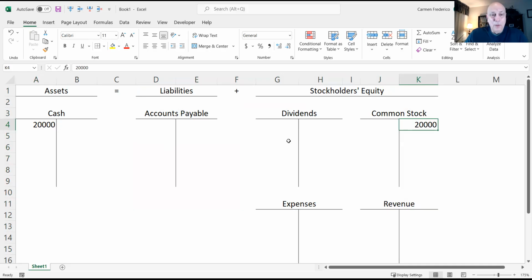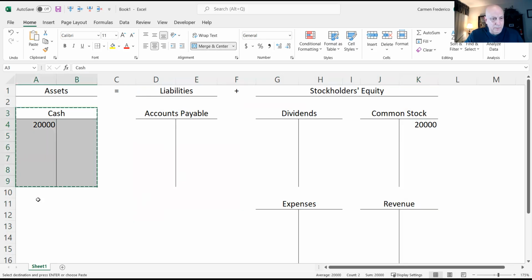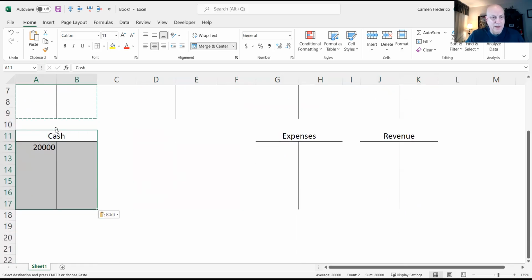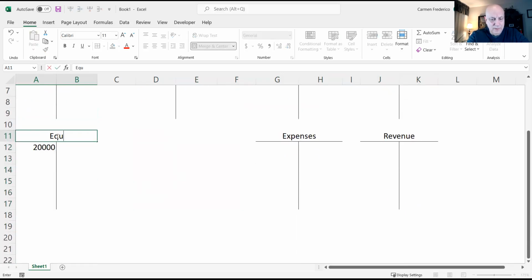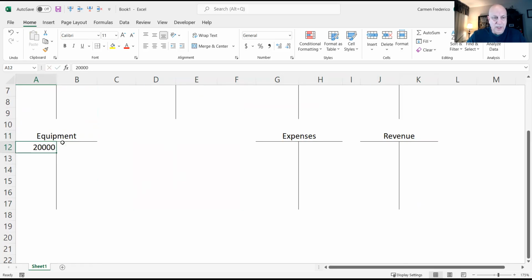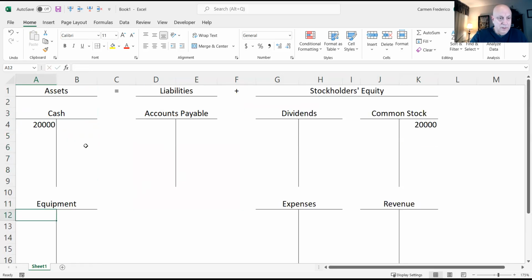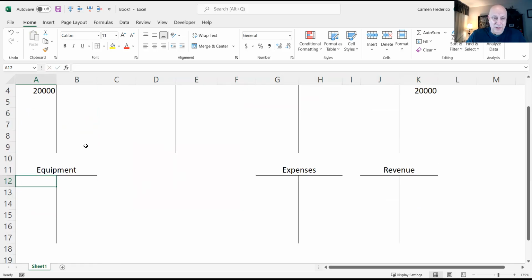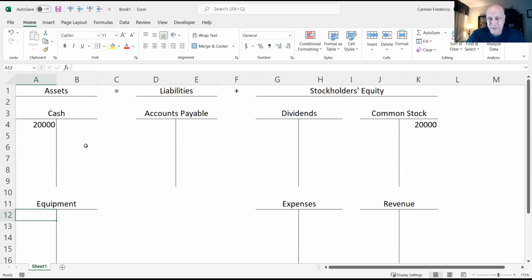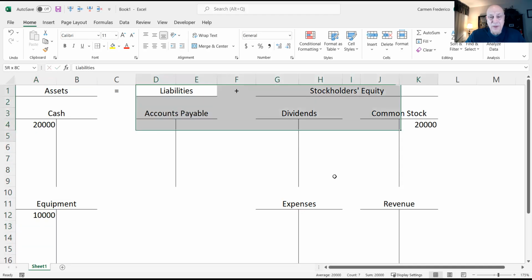So let's say now we bought some equipment. I'm going to copy this T account, make another one down here and call this equipment. And we bought equipment for, let's say, $10,000 and we put it on account. Okay. So what happens? What type of an account is equipment? It's an asset. Is it increasing? Yes. So as the asset increases, you put the increase on the left side of the T account as a debit. And then what's going on over here on the right side?